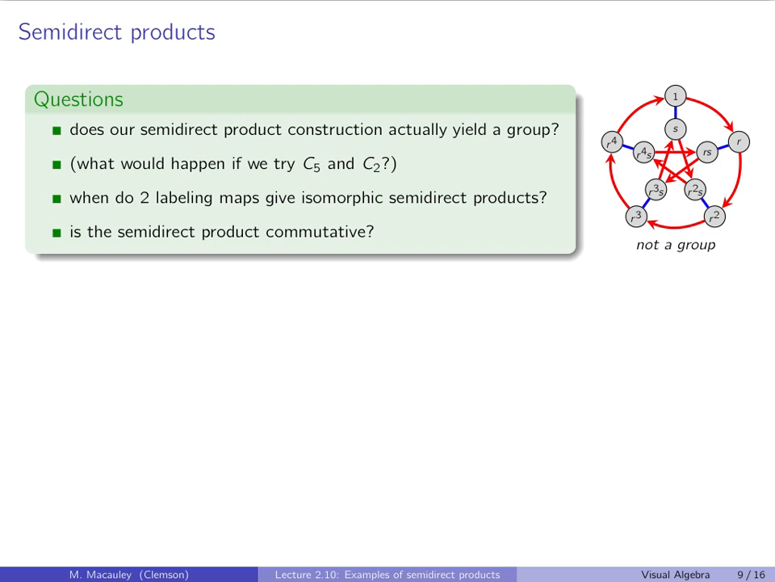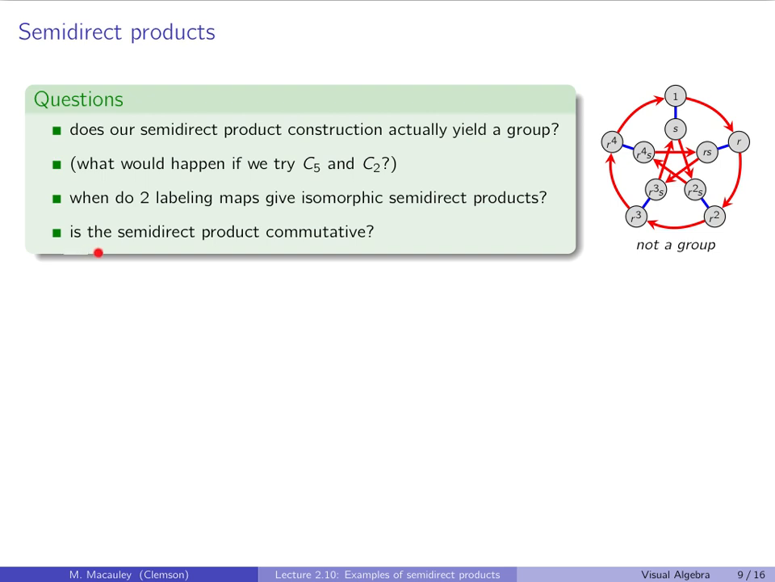Another question we might have is, when do two labeling maps give isomorphic semidirect products? Hopefully, it seems reasonable that the first and the third one that I showed you earlier give the same Cayley graph, up to just reversing the arrows of B. But in general, it's just how often is this going to happen? What if there's 18 rewirings, and how do we know that we might not get 4 of them that are the same?